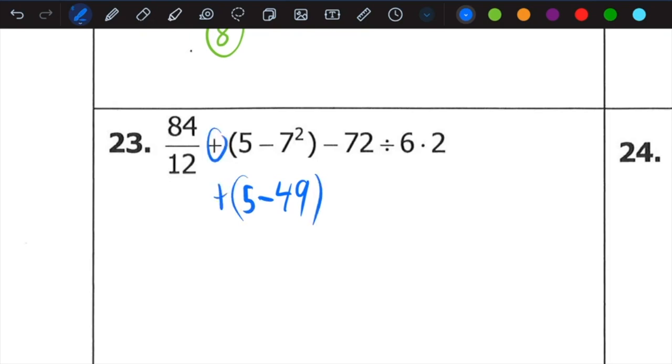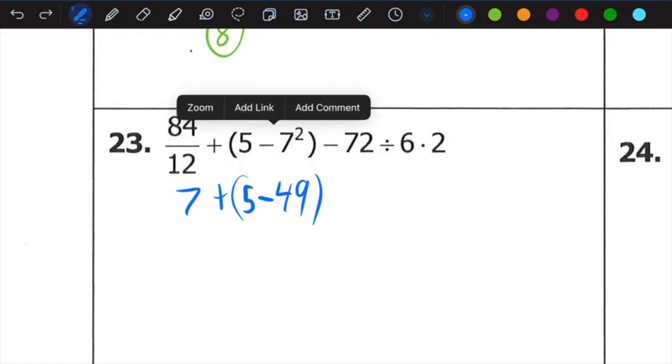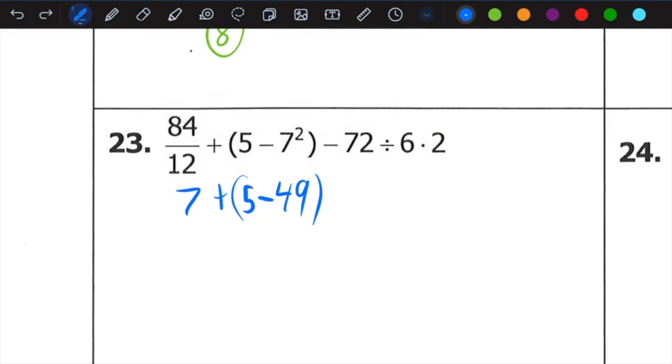Now, this plus sign will still be there, but I can go ahead and do this division, this fraction, because the only operation next to it comes later than division. So 84 divided by 12 is 7. Same thing here, I can do this division now, because the only operations next to it come after it, because the multiplication's on the right of it, and on the left it would come first, and then division comes before subtraction. So minus 72 divided by 6 is 12.